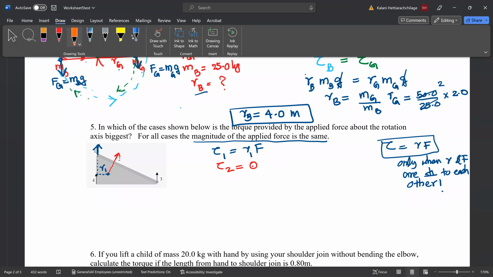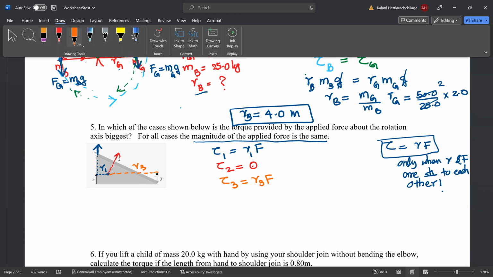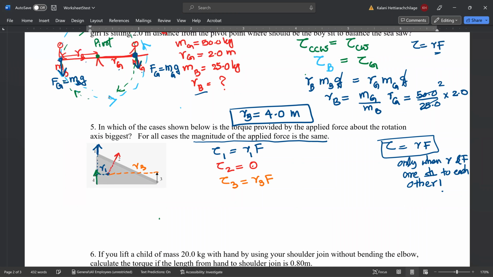And now let's move into the third one. In the third one, the force is here. I need the perpendicular distance to that. I'm going to make a line. These two are now perpendicular. Now this is your R3. Now tau 3 equals R3 times F. Okay, now the last one, I have another color, green. So this is my force, right? And the distance to that one I actually already drew. R4 and R1 are actually equal. Tau 4 equals R4 times F. Since R4 and R1 are equal, I can write R1 times F.